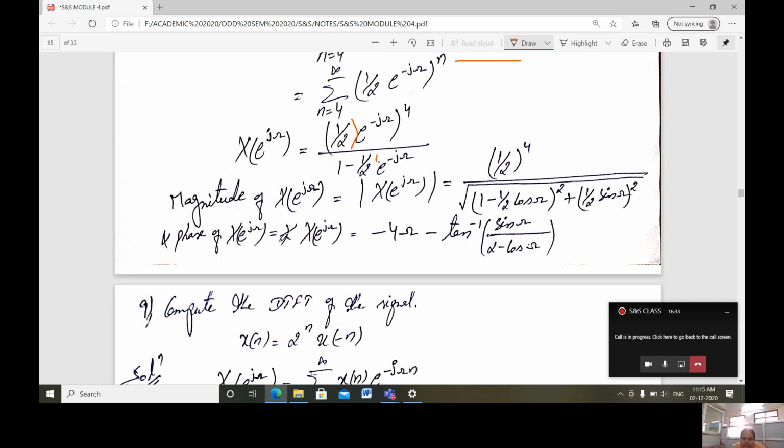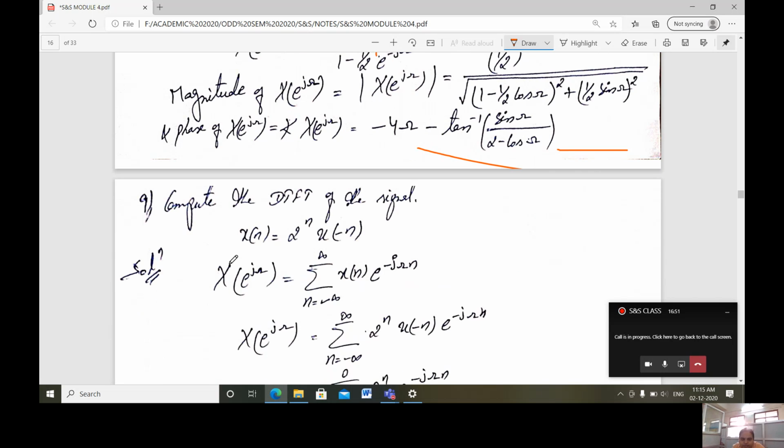Then the phase of X of e raised to j omega is going to be, what is the power, minus 4 omega minus tan inverse of the imaginary part, sin omega divided by 2 minus cos omega. This is the equation you will be getting.